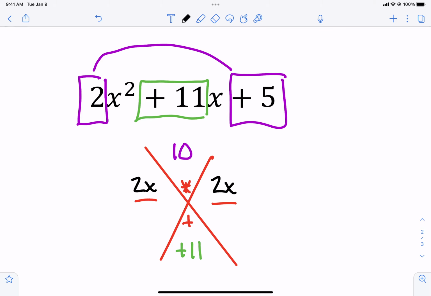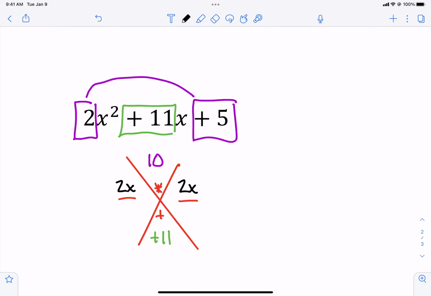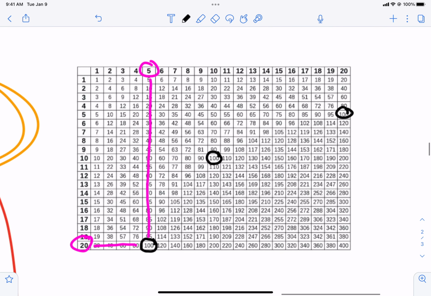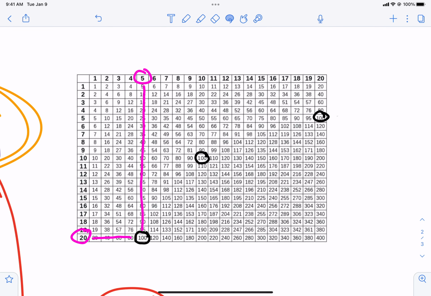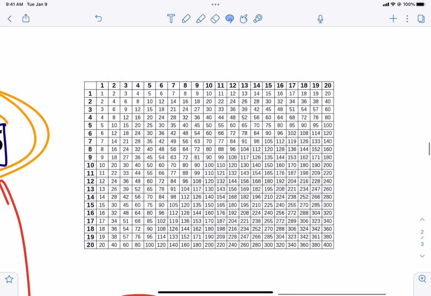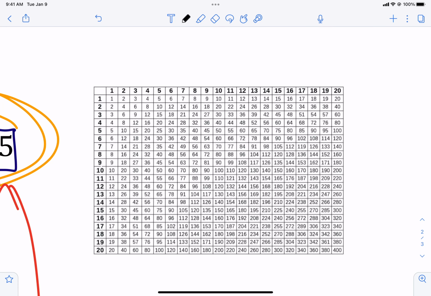Now we're just looking for two numbers that multiply to be 10 that add to give us 11. Maybe you're good at coming up with these numbers right away, or maybe you're not. So I'm going to go back to my multiplication table for a second. Since I'm looking for numbers that multiply to give us 10, I want to circle all of the 10s that are on my multiplication table.